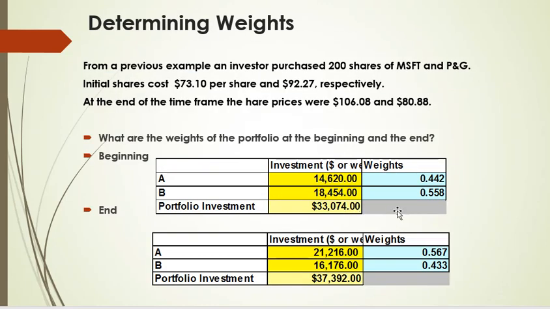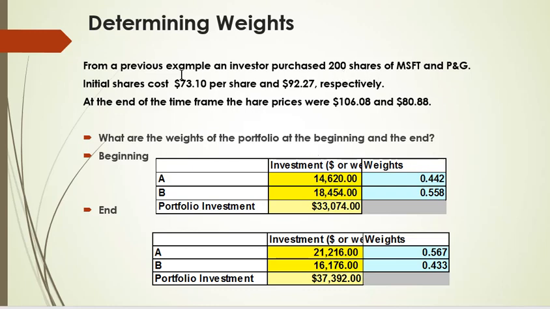So the first thing we might want to do is figure out weights. We had a previous example where we bought 200 shares of Microsoft and P&G. The shares were $73.10 and $92.27 respectively. So in the beginning, what are the weights in our portfolio?